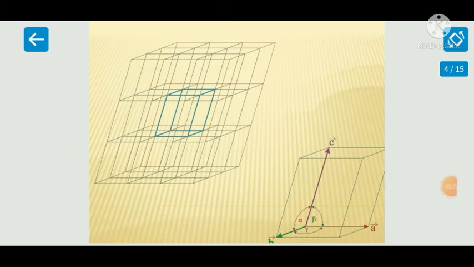A unit cell is the smallest portion of the crystal lattice that shows the three-dimensional pattern of the entire crystal. A crystal can be seen as made of the same unit cell. So this is a cubic structure, with A, B, and C, and alpha, beta, gamma. The unit cells are repeated over and over in three dimensions.